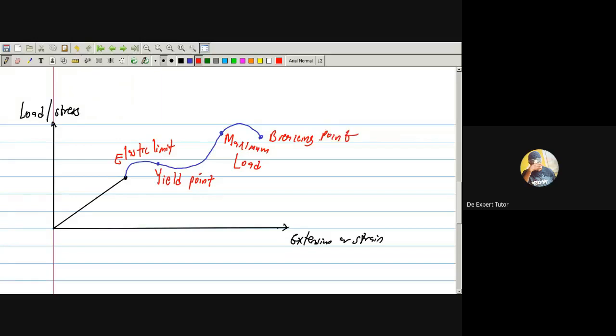Now you see this elastic limit. This elastic limit is that point whereby if the force you are applying goes beyond it, the elastic material will not return to its original shape again. That's what Hooke's law said, provided that the elastic limit is not exceeded. So that's number one.